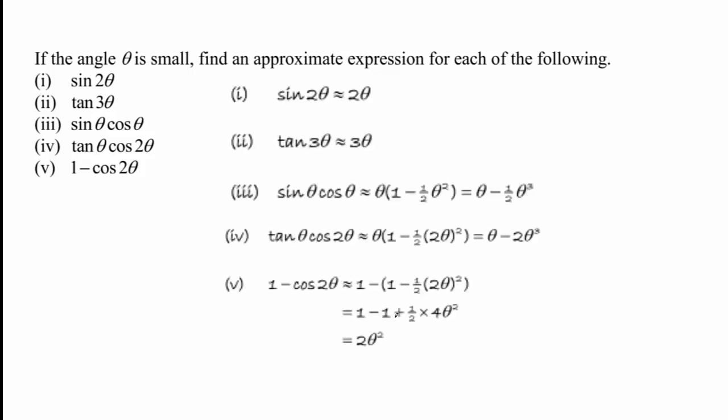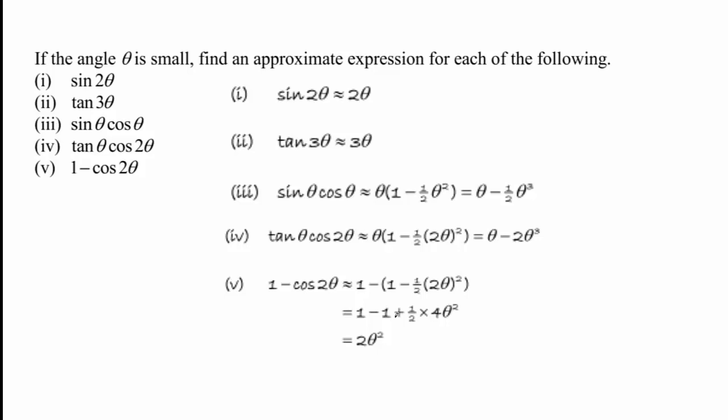So your answers here. Sine of 2 theta will become 2 theta. Tan of 3 theta will just become 3 theta. Sine theta cos theta will become theta multiplied by 1 minus a half theta squared. And if you multiply all that out, you're going to get theta minus a half theta cubed.